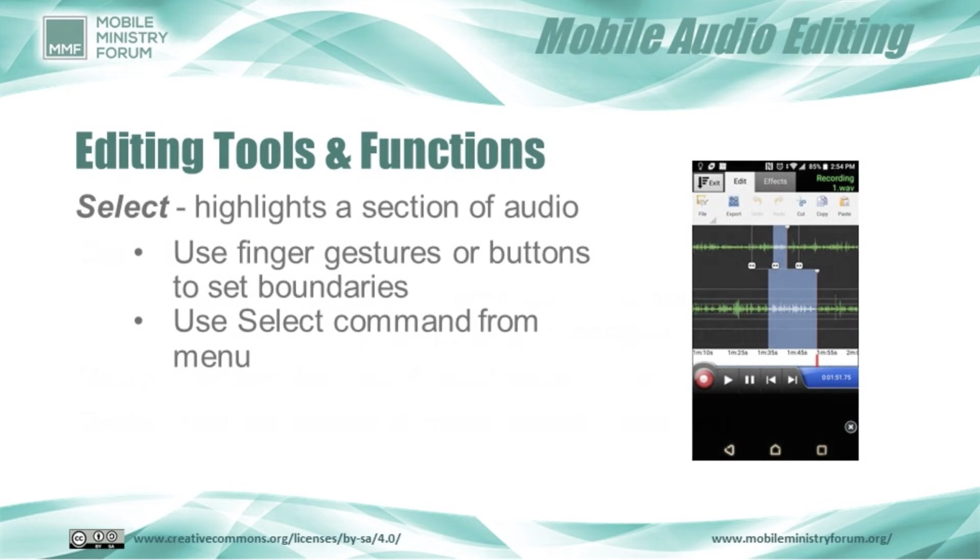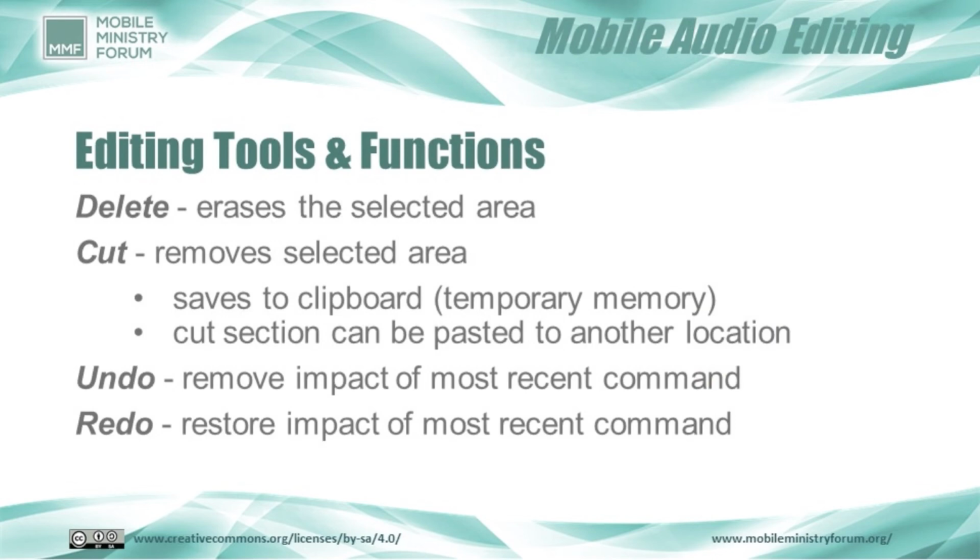Now that you have selected the area you want to edit, there are multiple things you can do with it. Delete. This completely erases or removes the selected area. Cut. This erases the selected area but saves that section to the clipboard, which is the temporary memory of the phone. A selection that is cut can be pasted into the file in a different location. Undo. Returns the condition of the file to how it was before the last editing command. Redo. Redo is generally only enabled after undo has been used. Redo returns the file to how it was with the most recent editing command before the undo.